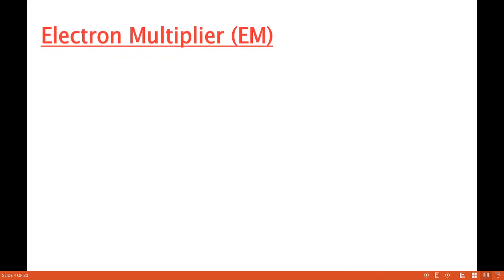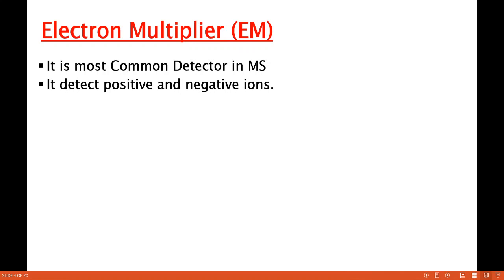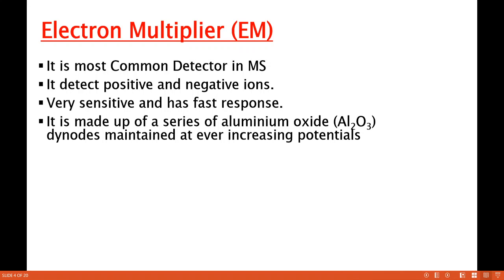The first is the electron multiplier detector. In short, we call it EM. This EM is the most common detector in mass spectrometry. It detects positive as well as negative ions. It is very sensitive and has a fast response. It is made up of a series of aluminum oxide dynodes, maintained at ever increasing potential.